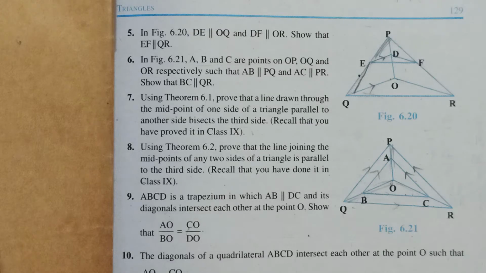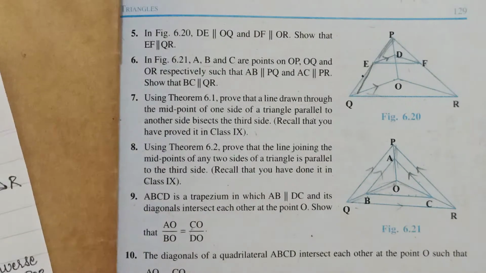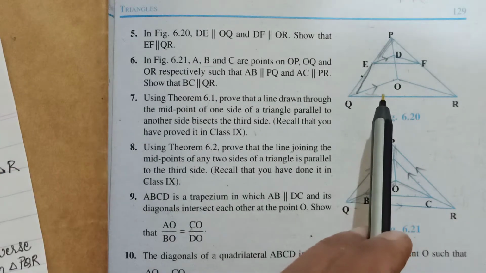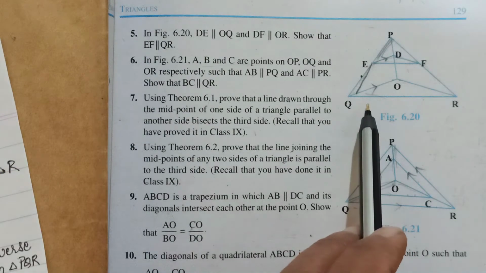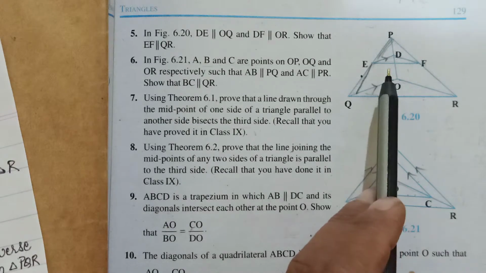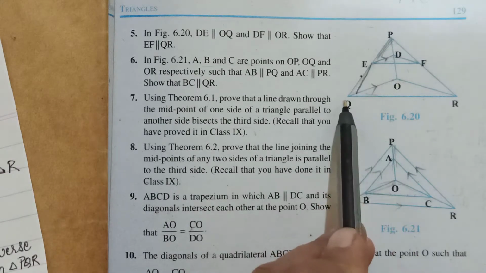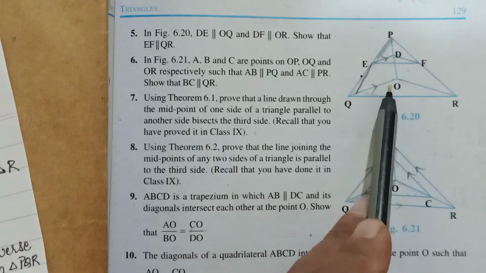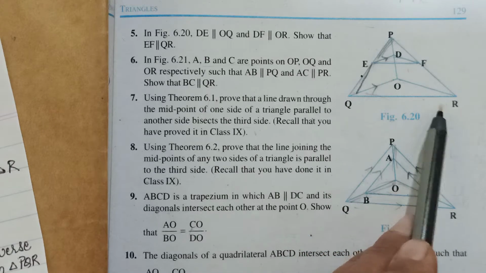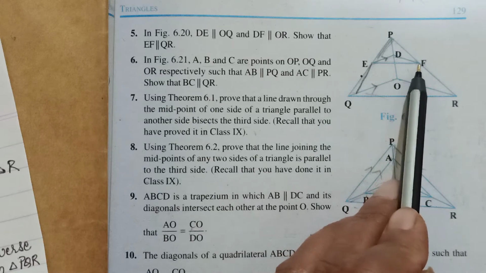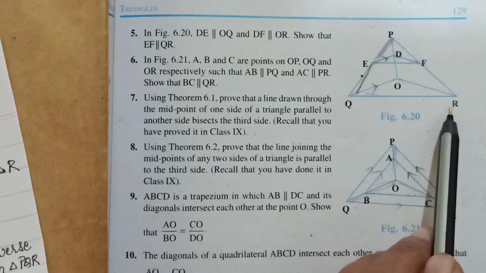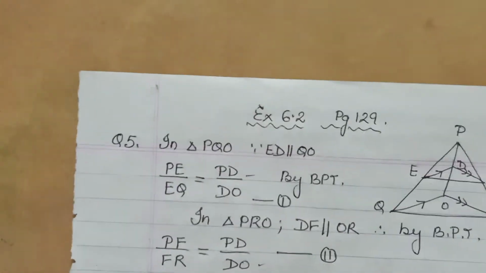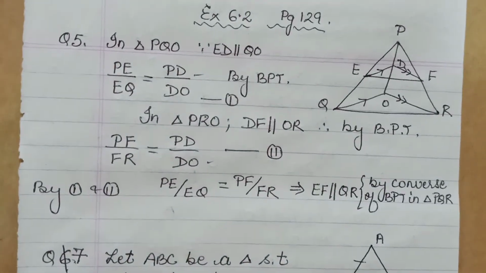Now I'm taking up the remaining questions from 6.2. Question number 5: they've given you the figure in which DE is parallel to OQ and DF is parallel to OR. They ask you to show that the line EF is parallel to QR. Like we did a few questions yesterday, similarly here.